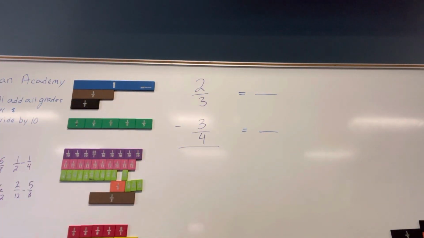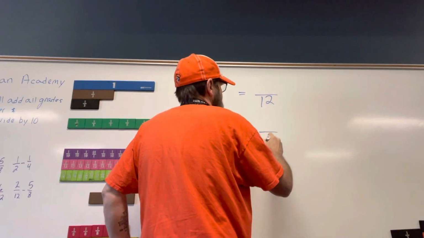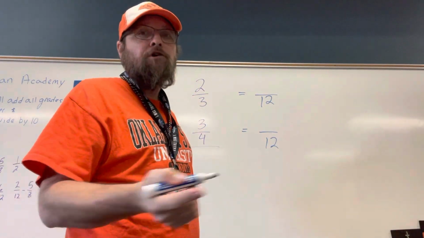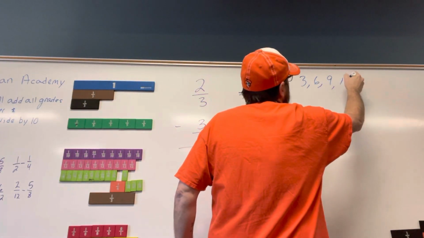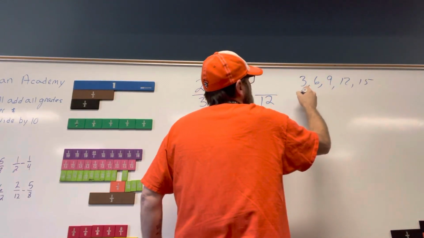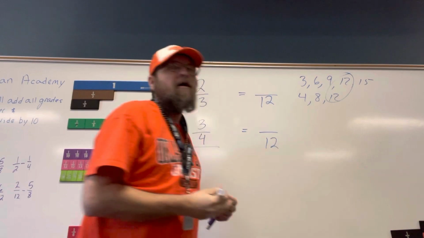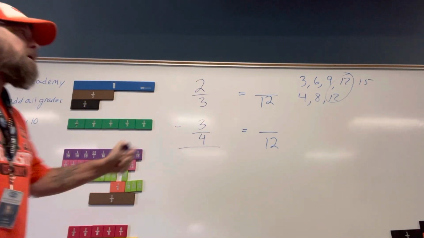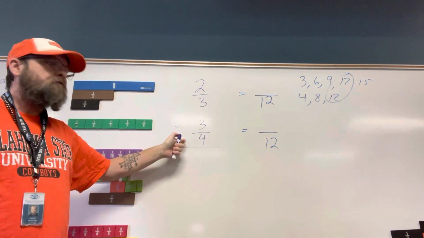So Knox, what would a common denominator be? 12 would be a common denominator. Now Knox knew that because he's very, very intelligent, but he could also find it either on the multiplication chart or he could work it out. 3, 6, 9, 12, 15. The other denominator, 4, 8, 12. Oh, look. 12 is the first number they have in common, which means 12 is the least common multiple of 3 and 4.